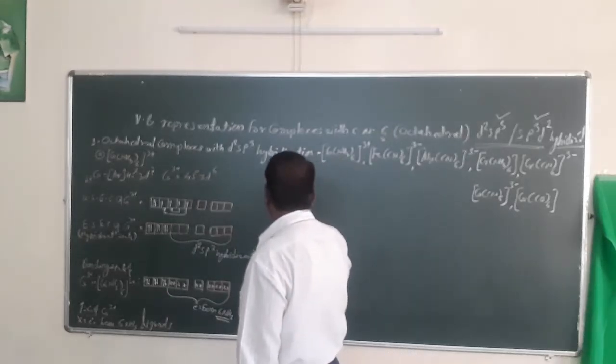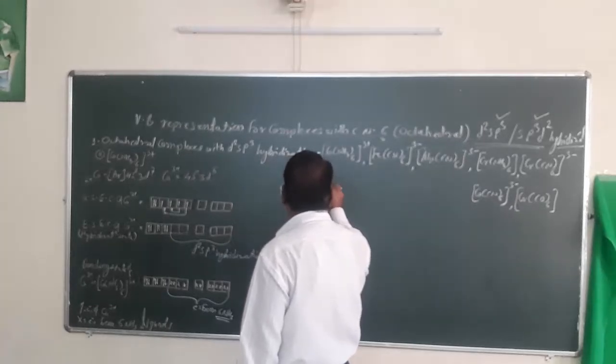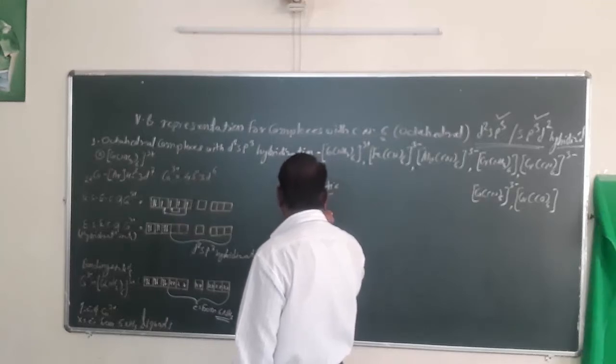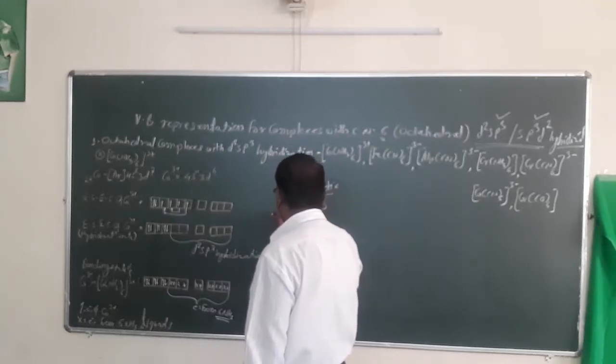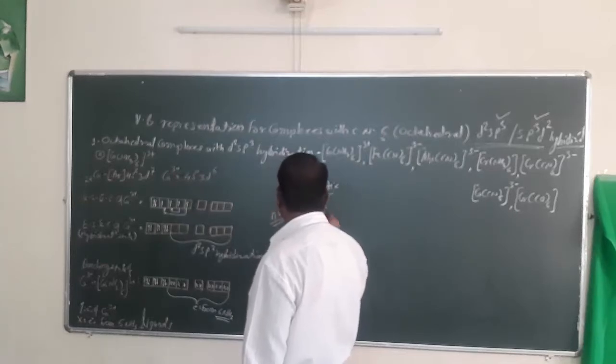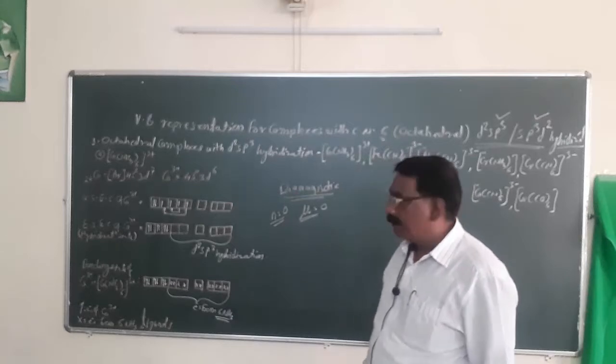As all electrons are paired, this compound is diamagnetic in nature and its mu value is 0. Here the n value is also 0. As n is 0, mu is 0. Mu is the magnetic moment.